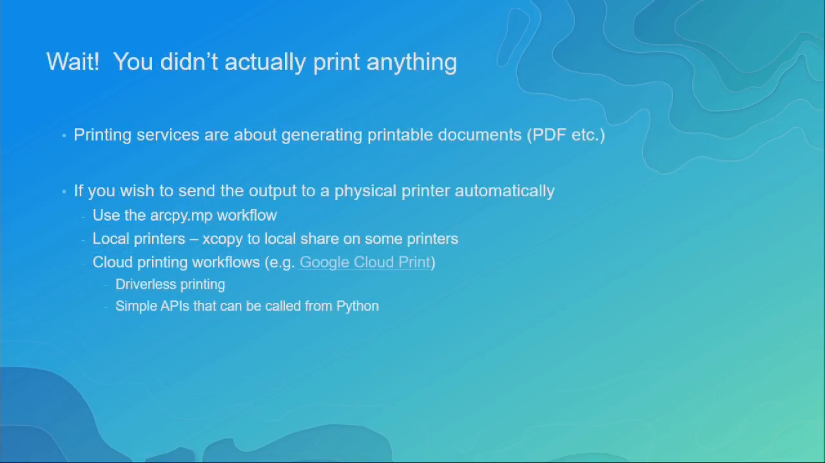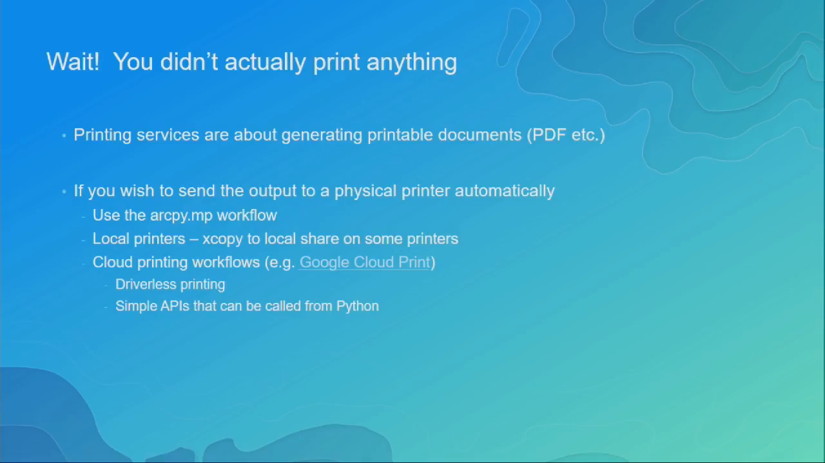And then finally, one of the things somebody will call us out on at some point is that we didn't actually print anything. We just showed you PDFs. That's not really printing in the old school world that I come from. But as I said in the beginning, print services are generally about producing PDFs, and then people deal with them however they want. If you do wish to send this to a physical printer, there are a couple of ways to do that. One is, first of all, you should use the arcpy mp workflow where you're writing your own custom tools.